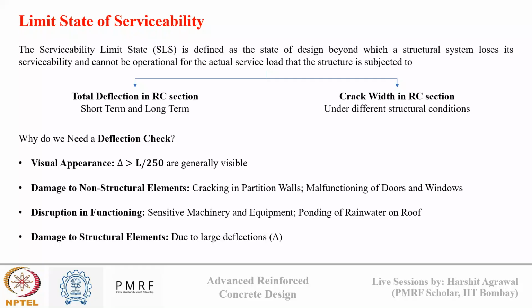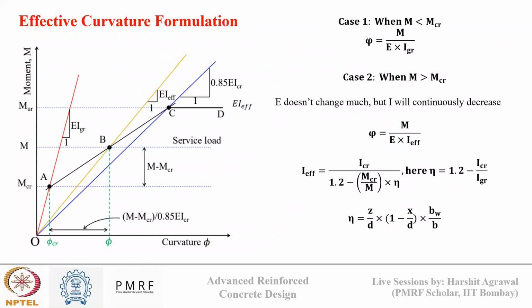And why is the deflection check important? Because of four main reasons. First is visual appearance, second is damage to non-structural elements, third is disruption in functioning, and fourth is damage to structural elements. In deflection, we saw two types: short term deflection and long term deflection. In short term deflection, we talked about the cracked concrete section. For this, if the moment is greater than the cracking moment, we need to find deflection based on the effective modulus of elasticity and moment of inertia of concrete.